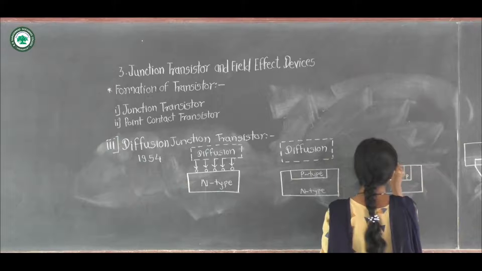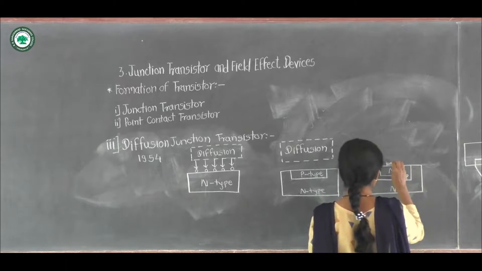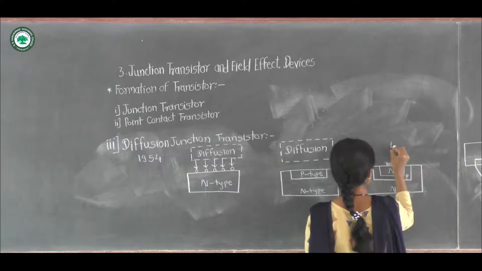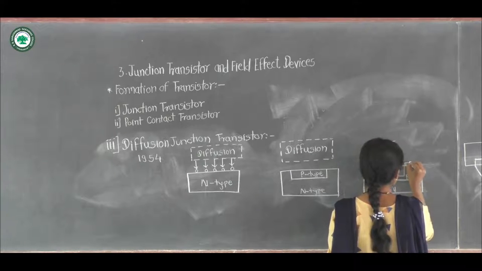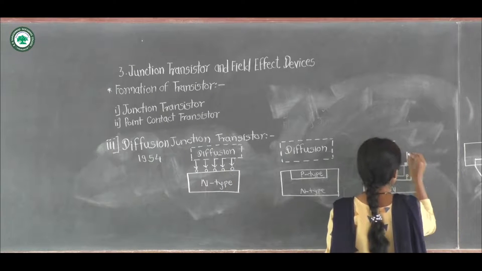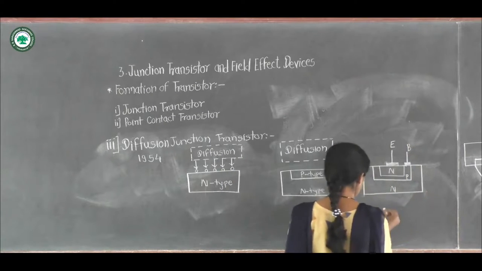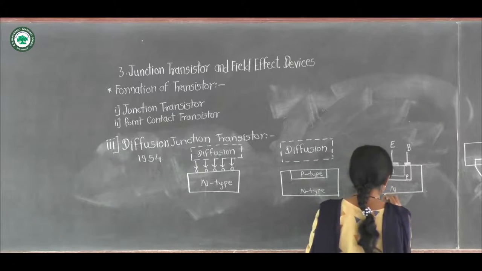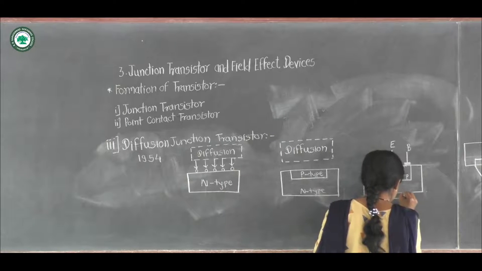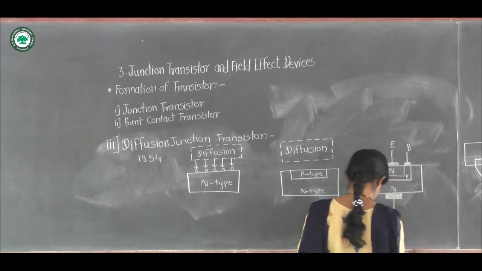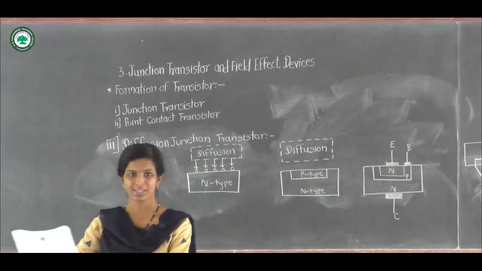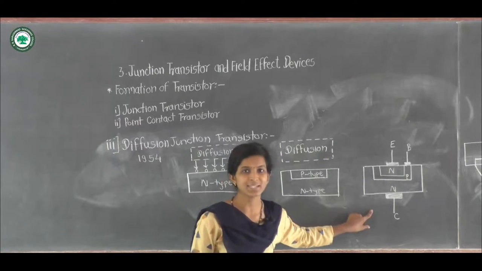So with diffusion technique, the transistor is formed. This upper N layer forms the emitter of the transistor. Middle P layer forms the base of the transistor. And this substrate, which we have taken initially, forms the collector of the transistor. So as shown in this figure, the diffusion junction transistor is formed.